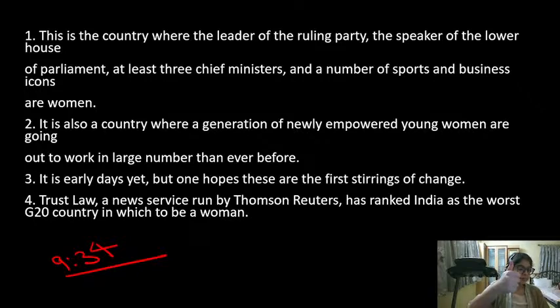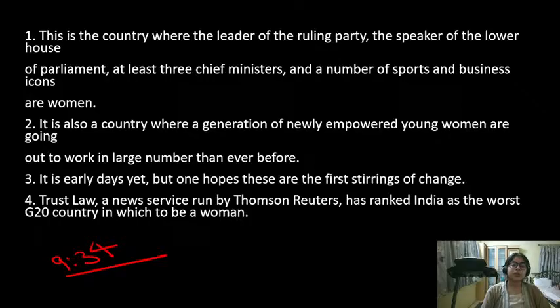Okay, time is up. Let's do it together now. Okay, not a very difficult question, if you understood the crux of it. What is the crux? This is a country where the leader of the ruling party, the Speaker of the lower house of parliament, at least three chief ministers, and a number of sports and business icons are women. It is also a country where a generation of newly empowered young women are going out to work in larger numbers than ever before. It is the early days yet, but one hopes these are the first stirrings of change.